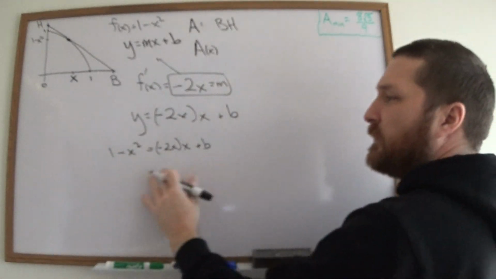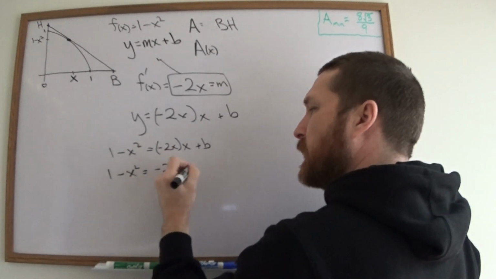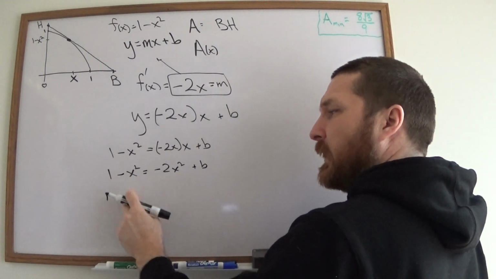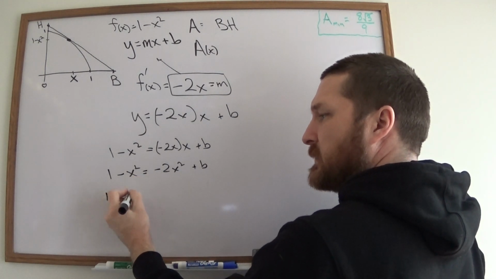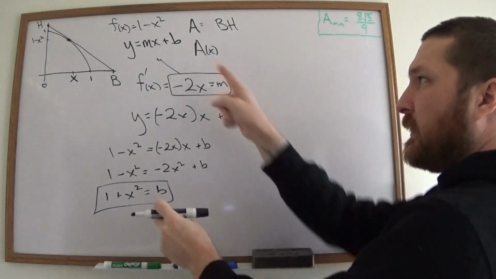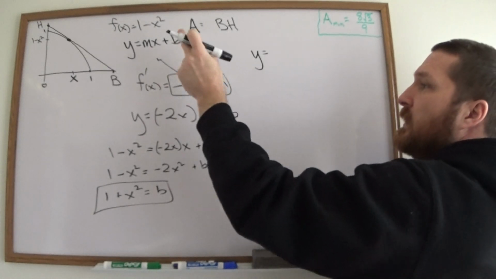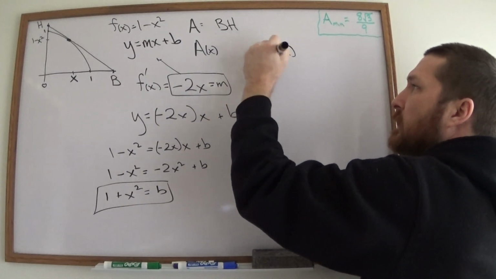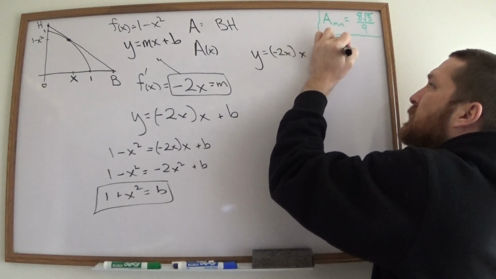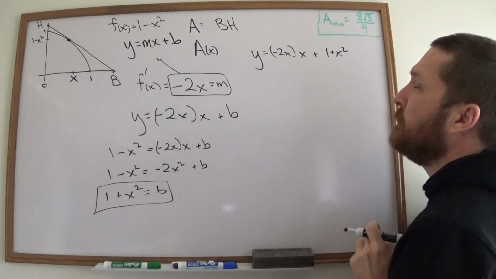Now we're going to solve for b. We get 1 minus x squared equals, that's negative 2x squared plus b. Bring the negative 2 over. So that's plus 2 minus 1, and we get plus x squared equals b. Now, okay, I can plug that into here, and I should have everything I need to know. So y equals negative 2x x plus b, plus 1 plus x squared, like that. Okay? Looks good. That should be the equation of the line.